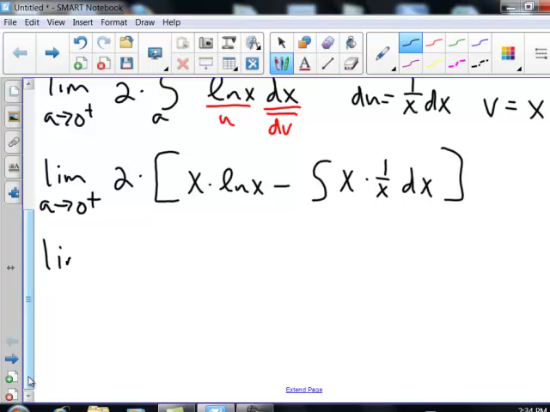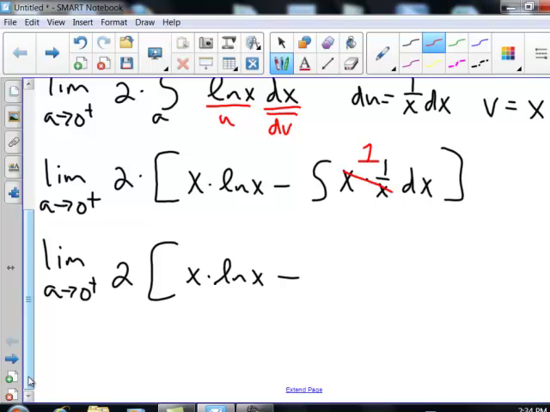So this is the limit as a approaches 0 from the right of 2 times x times the natural log of x minus, and then the x and the 1 over x, if you'll allow me, those cancel to just be 1. So I'm integrating 1 dx, and so that's just going to be x. That's just going to be x, and I'm evaluating all of this from a to e. So I'll put my bounds in there now. I just want to make sure you remember that you have to plug in a and e into the x times the natural log of x as well. So don't forget to do that.